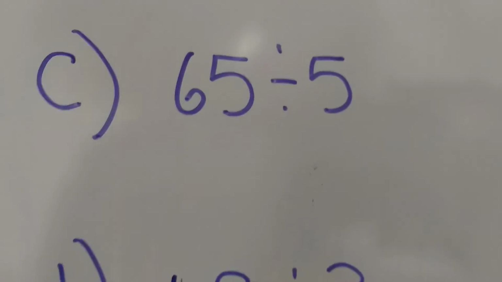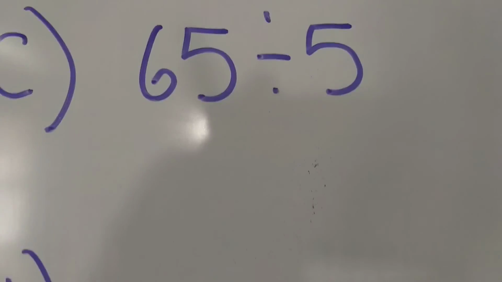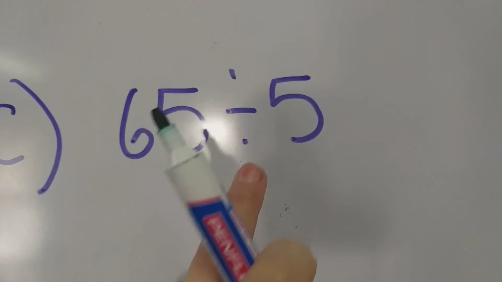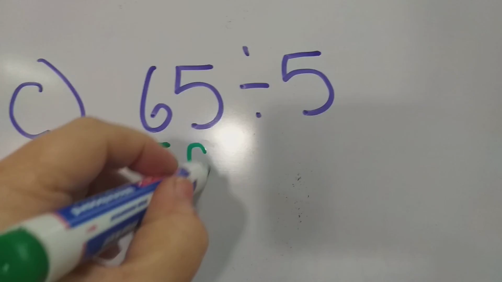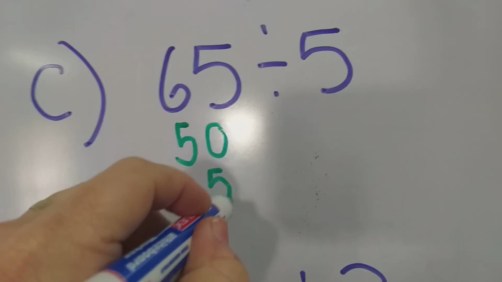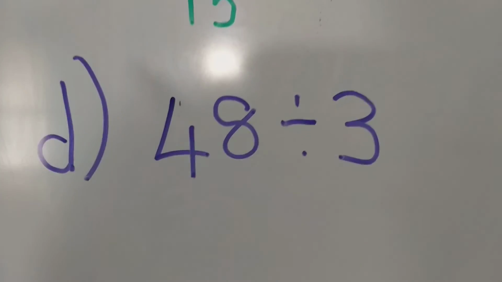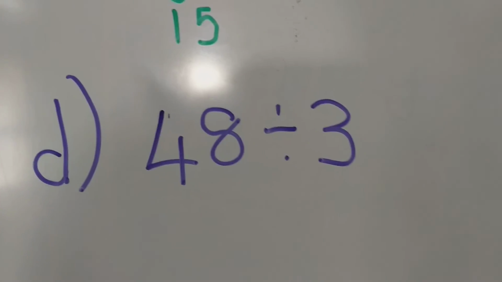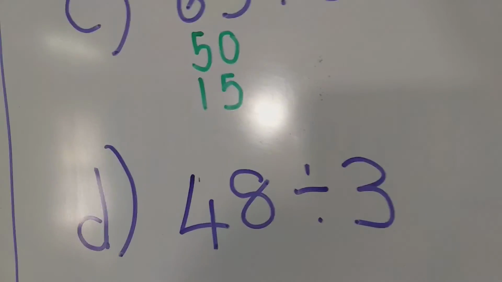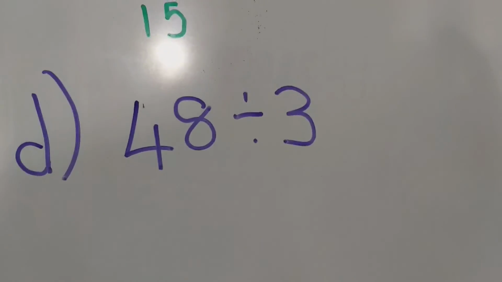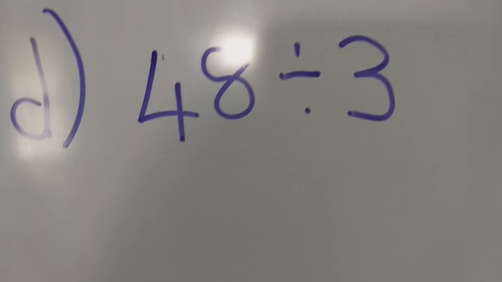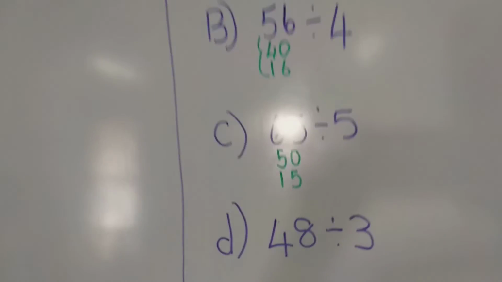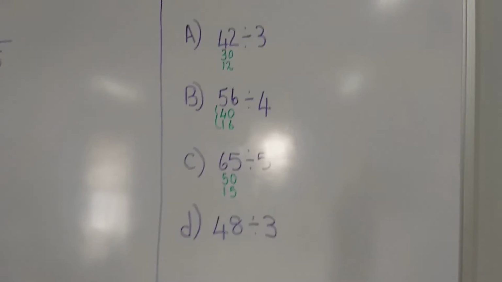This one here, 65 divided by 5. Do your little trick. 5 times 10 is 50. What do you have left? You have 15. And then lastly, let's see if you can do this last one by yourself. Apply your golden rule of breaking down and then just go ahead and divide by 3. Let's see how you do on these sums today.